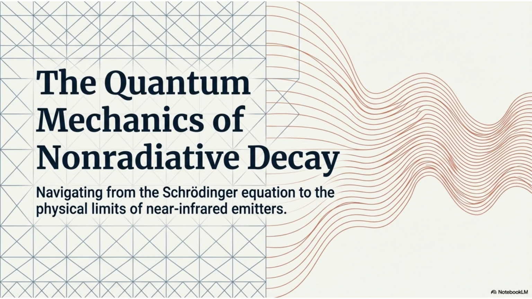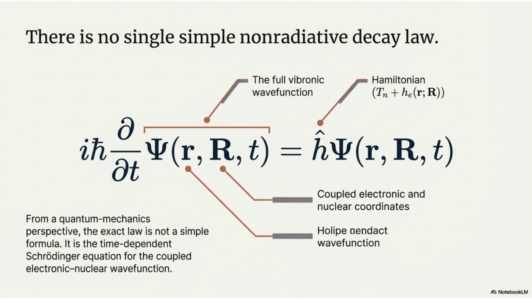Welcome to this video on the quantum mechanics of non-radiative decay. We will navigate from the Schrödinger equation to understand the physical limits of near-infrared emitters. There is no single simple non-radiative decay law.